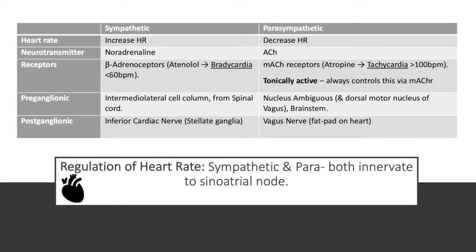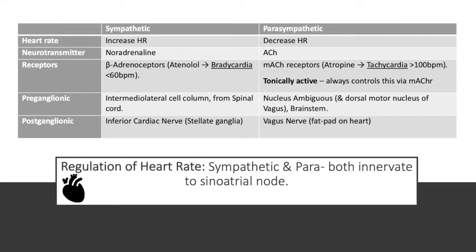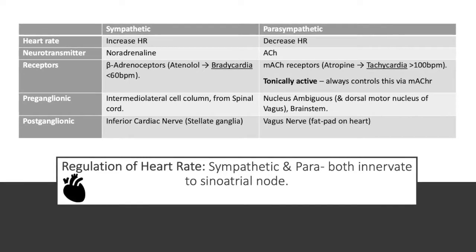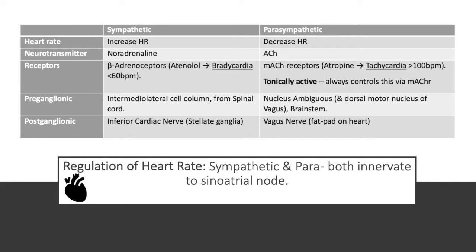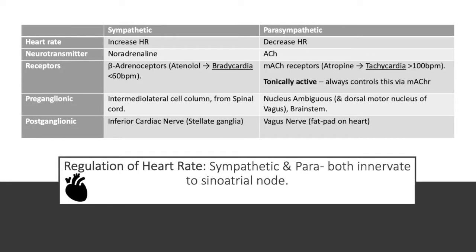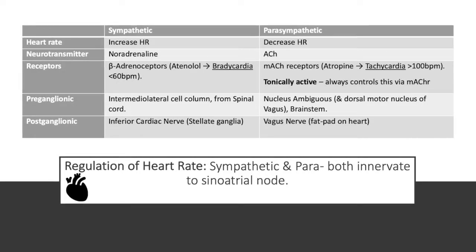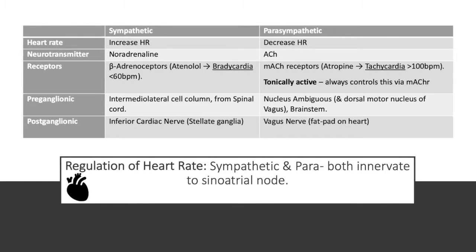The parasympathetic nervous system, on the other hand, when activated, decreases heart rate. It relies on the neurotransmitter acetylcholine, and its receptors consist of the MACH receptors, or muscarinic acetylcholine receptors. Adding atropine causes tachycardia, which is when the heart beats at 100 beats per minute. Also, another thing to note in regards to MACH receptors is that it is tonically active, which implies that the MACH receptors are always in control.